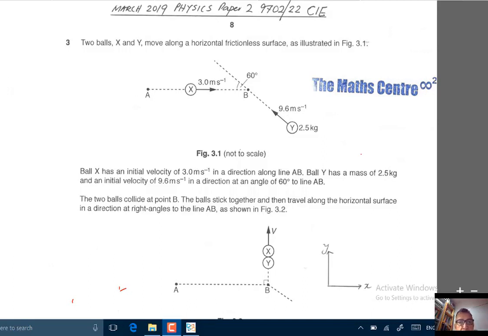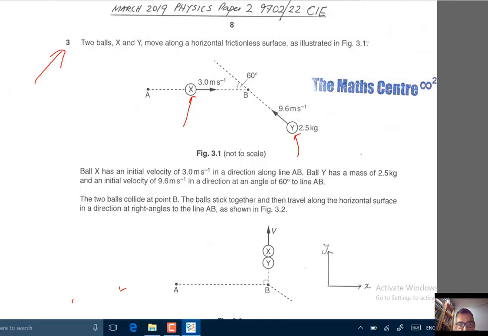Hi, in this video we are going to look at the March 2019 physics paper 2, 9702/22. It's the CIE physics paper and question number 3. Two balls X and Y, this is X and this is Y, move along a horizontal frictionless surface as illustrated.